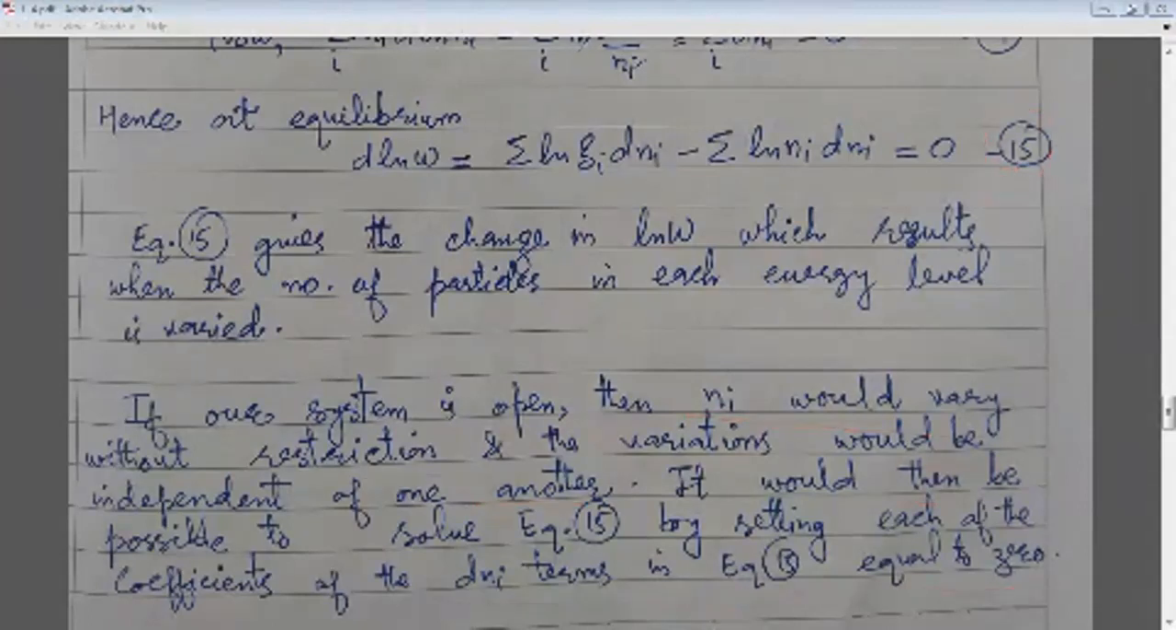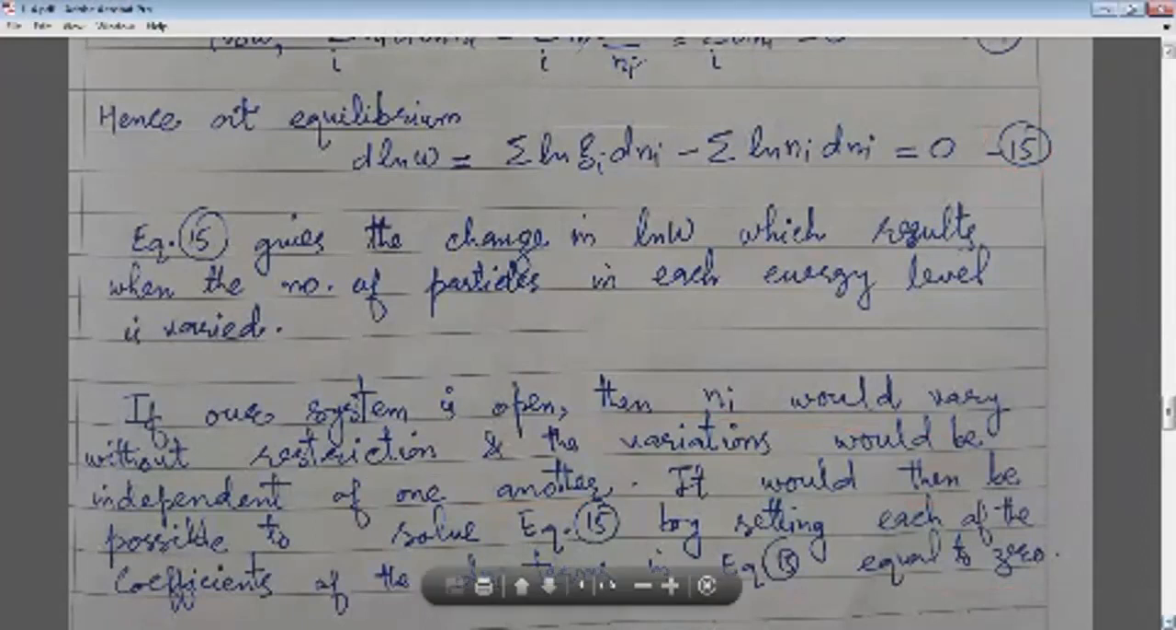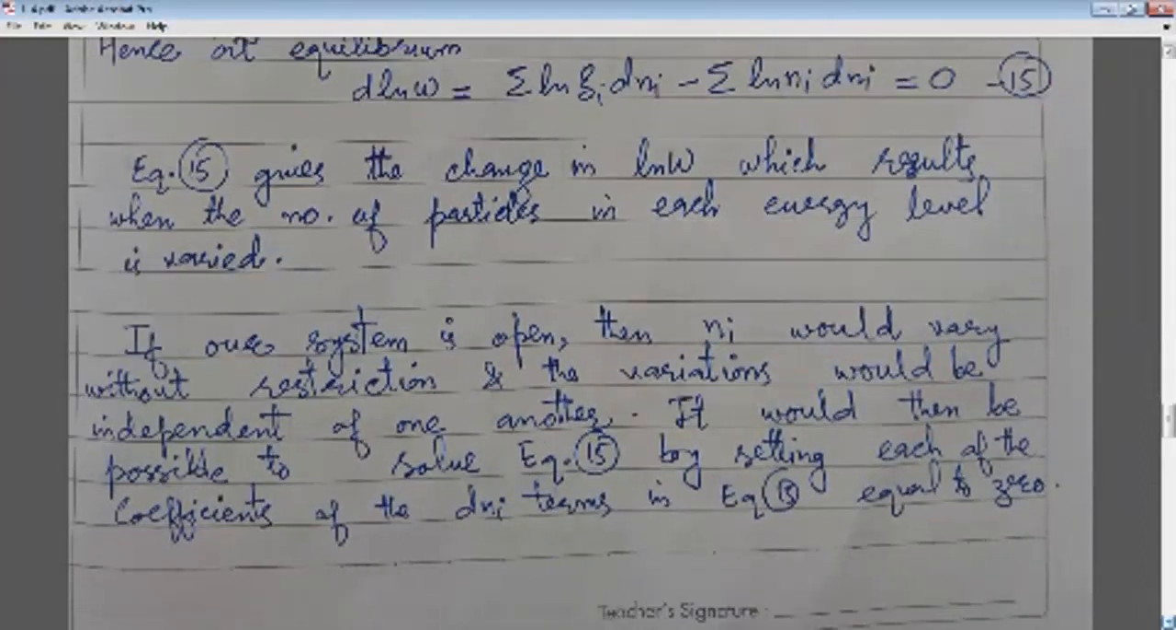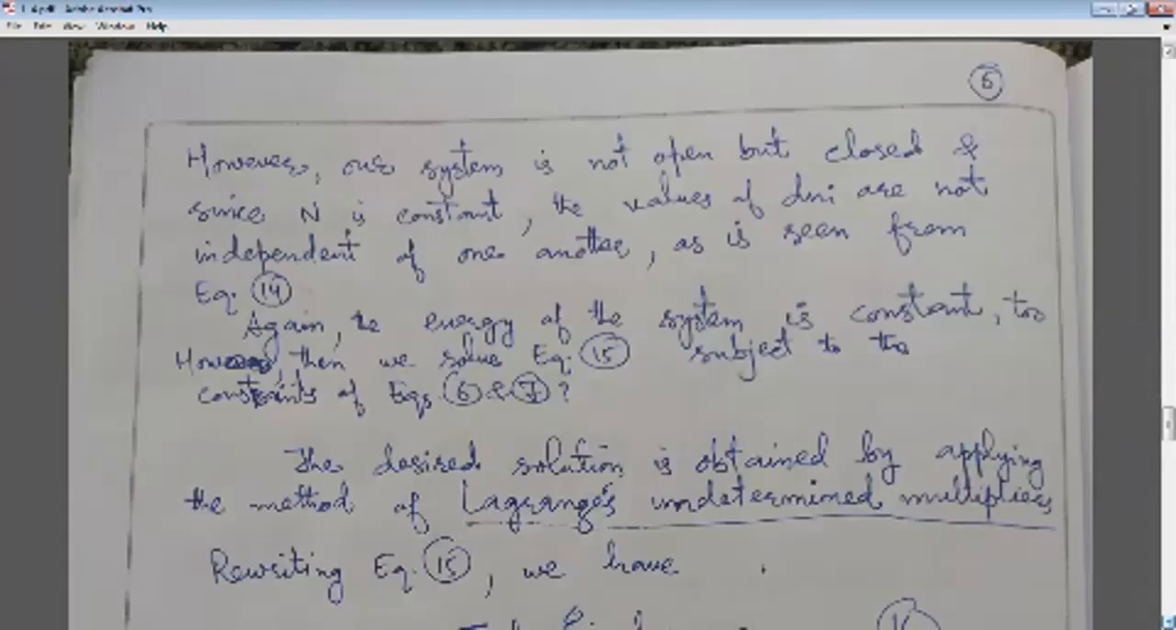So then all the dni terms will ultimately be equal to 0. But we are not taking an open system, we are taking a closed one. N is constant for closed systems. The values of dni are not independent of one another here. Why? If you see equation number 14, there is a change with respect to small ni particles, so those are independent of one another. Again, the energy of the system is constant.